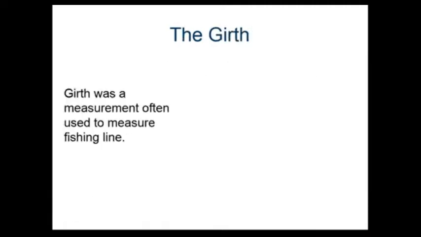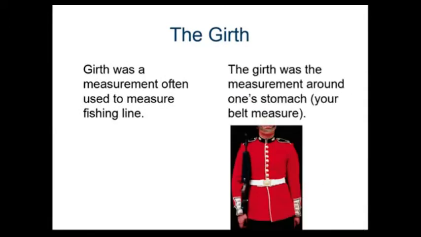The girth, this is one of my favorite. The girth is used to measure fishing line. It's used on ships. The girth was the measurement around your stomach. And so my girth is quite large. You would take a piece of rope and you would twirl around, and every time it passed your navel, your belly button, that would be 1 girth, 2 girths, 3 girths.